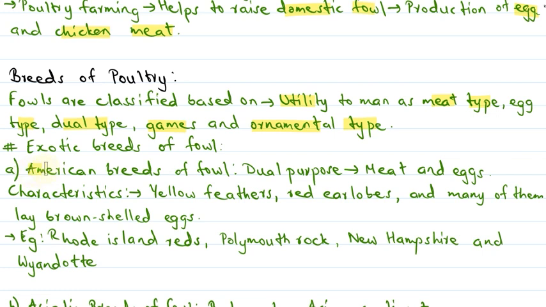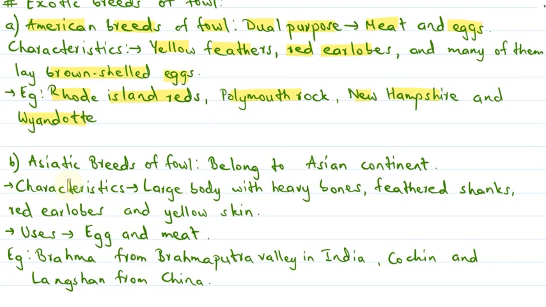So first we talked about the American breeds of fowl. They have a dual purpose, that is they give both meat and eggs. Okay. And what are their characteristic features? They have yellow feathers, red earlobes and many of them lay brown shelled eggs. Alright. Then some of the most important American breeds of fowl are the Rhode Island Red, Plymouth Rock, New Hampshire and Wyandotte. Alright. Then we talked about the Asian breeds of fowl. These breeds of fowl belong to the Asian continent.